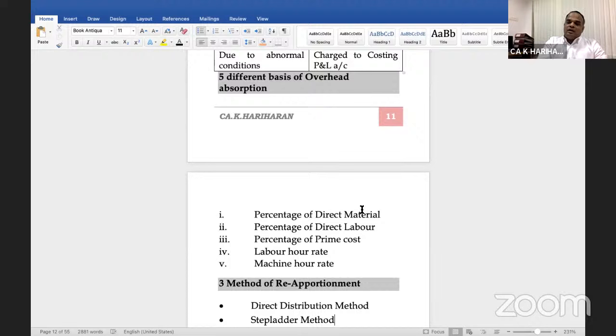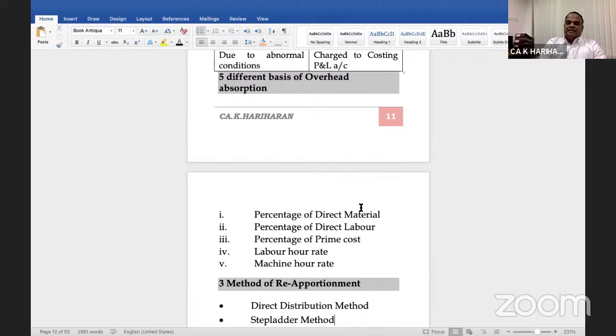That's the absorption. What are all the bases on which you have to do the absorption? Percentage of direct material, percentage of direct labor, percentage of prime cost, labor hour rate, machine hour rate. These are all the various bases on which overhead absorption is done.